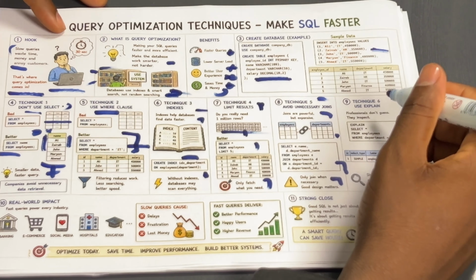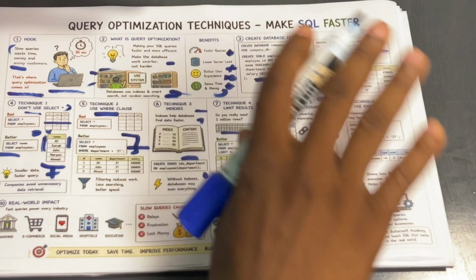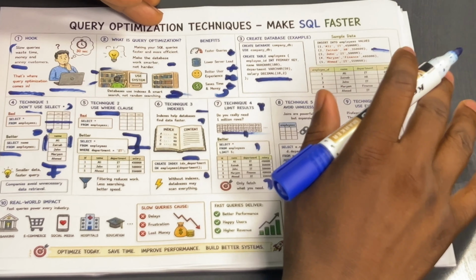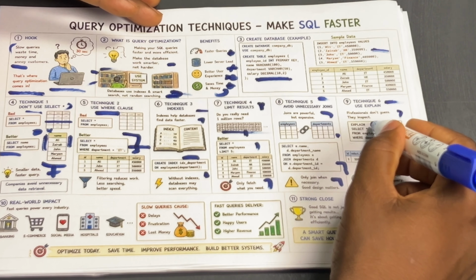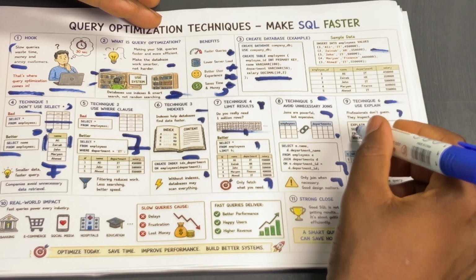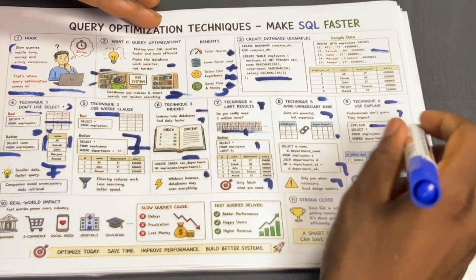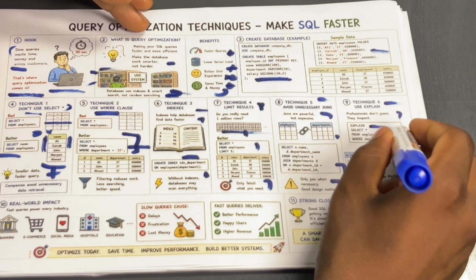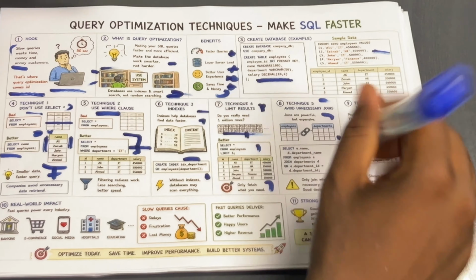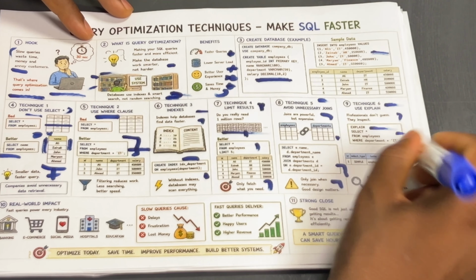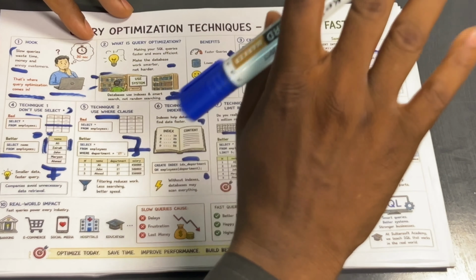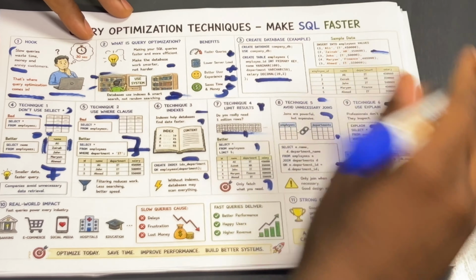Now let's move to technique 6. You see, professionals don't guess, they inspect. Let's consider this example. Explain: select all from employees where department equals IT. Now let's explain this. This shows how MySQL executes the query. It helps identify the slow parts.